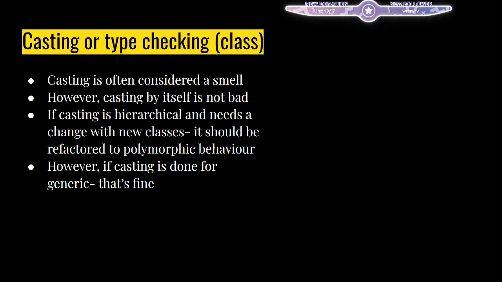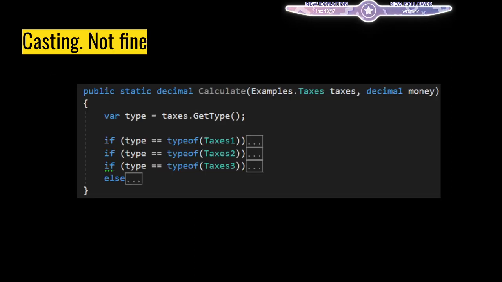However, casting by itself is not a bad thing, but casting to check a type and based on that do logic is a bad thing. So if you do casting, ideally it should be casting for a class. Ideally it should be logical. It should be generic, like specific logic shouldn't depend on specific type. It should be generic, polymorphic, or similar.